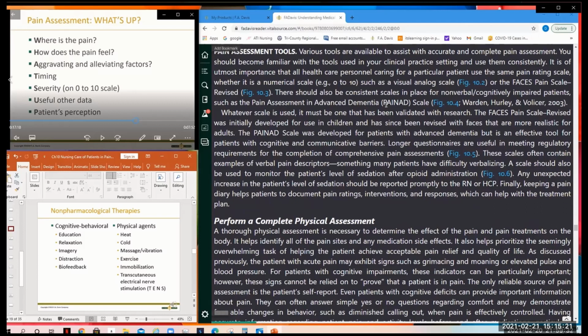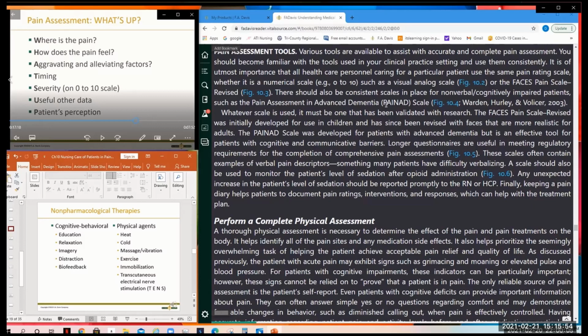There should also be consistent scales in place for nonverbal/cognitively impaired patients, such as the Pain Assessment in Advanced Dementia scale. Whatever scale is used, it must be one that has been validated with research. The FACES pain scale revised was initially developed for use in children and has since been revised with FACES that are more realistic for adults.